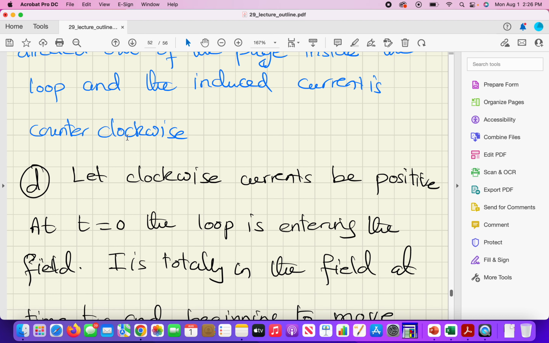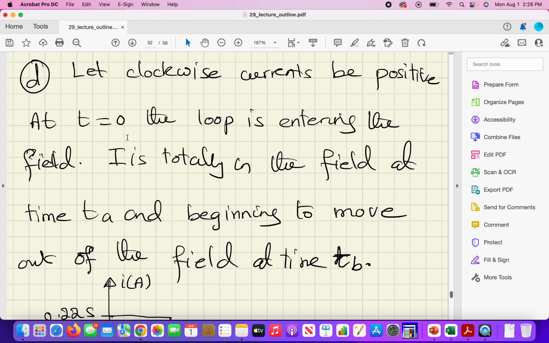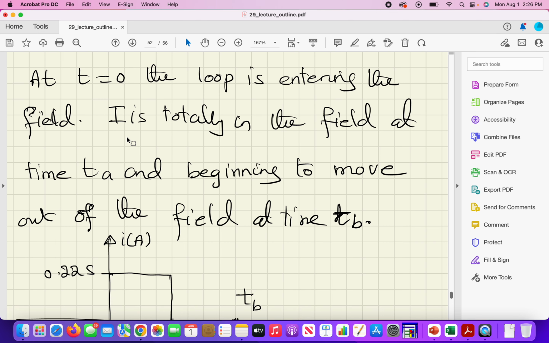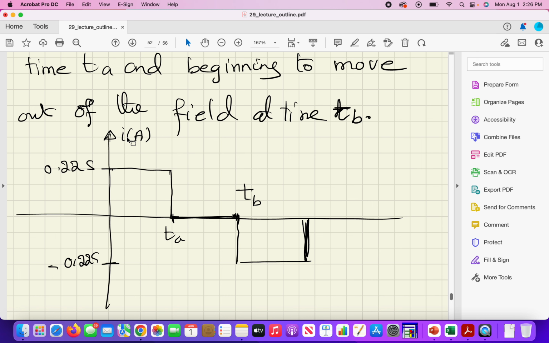we are going to graph it. We assume the clockwise current to be positive, then it's going to be 0, and then it's going to reverse direction. Therefore this is what we are going to expect for the graph of the current versus time.